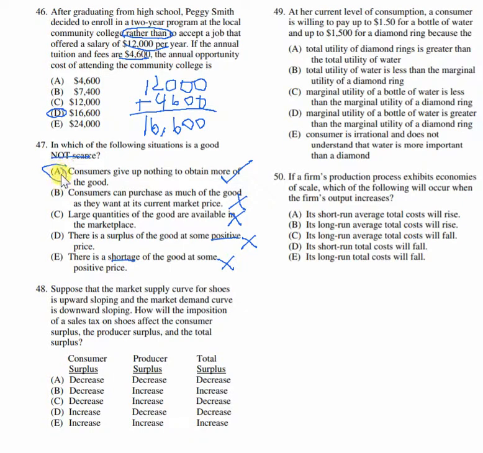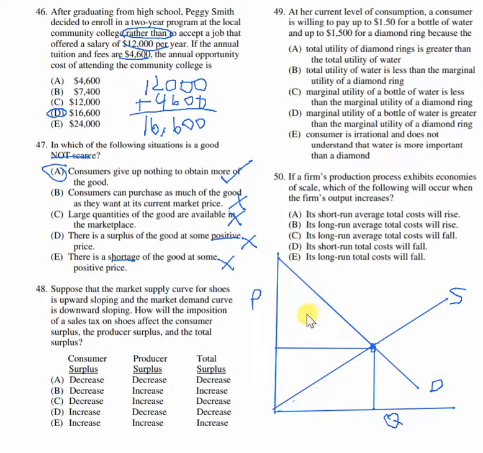Okay, number 48. Suppose that the market supply curve for shoes is upward sloping and the market demand curve is downward sloping. How will the imposition of a sales tax on shoes affect the consumer surplus? Okay, so we've seen this earlier, that the consumer surplus is the area above the price that clears, this area here, filling that in yellow. And the producer surplus is the area under the price that clears down to the supply curve in this area. And we got it filled in green.